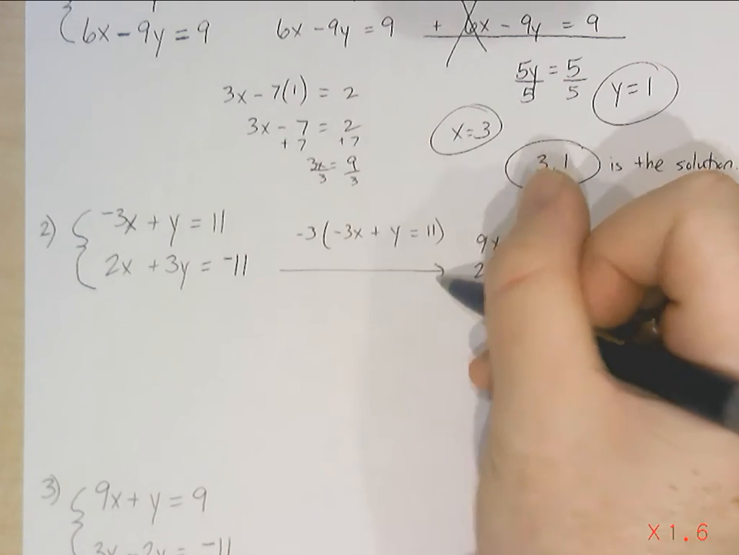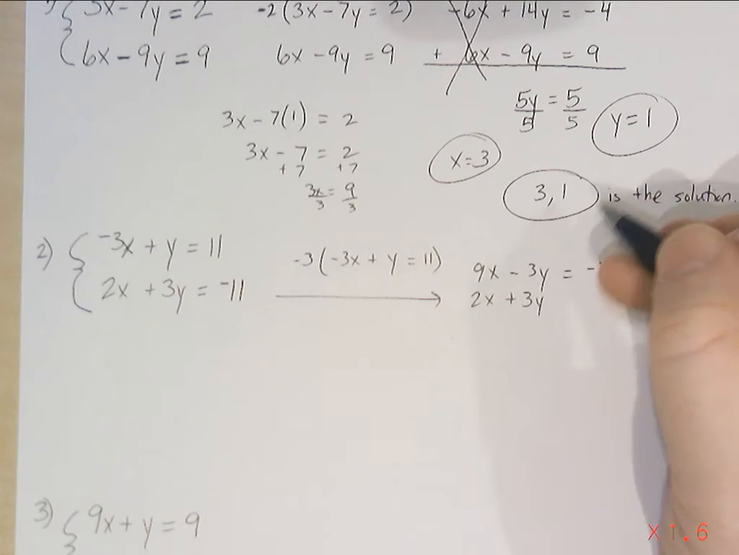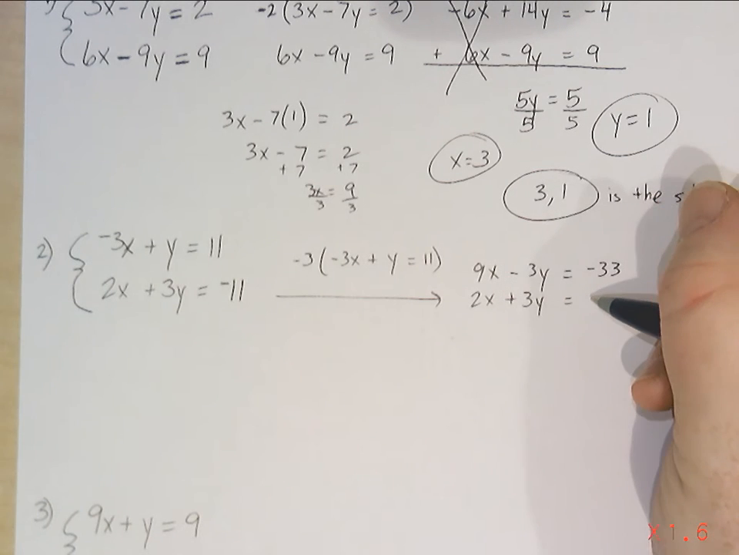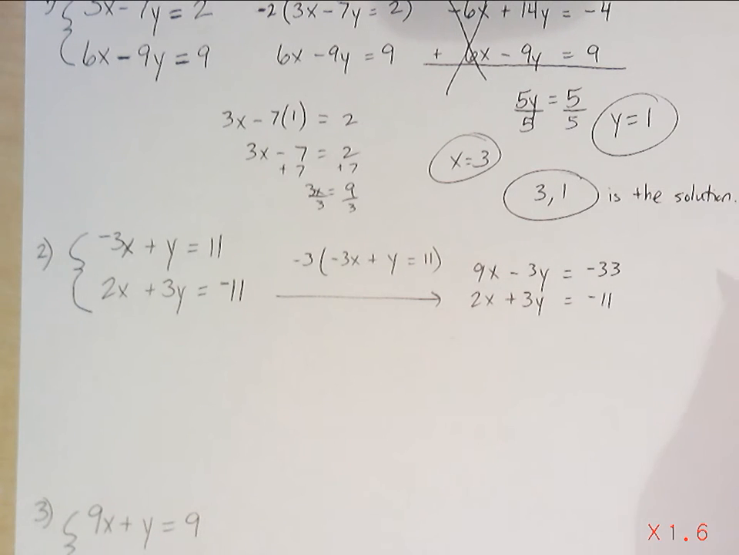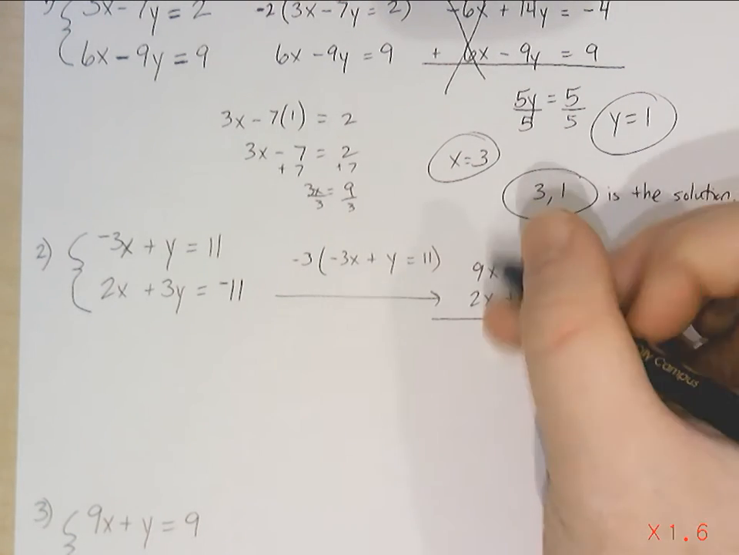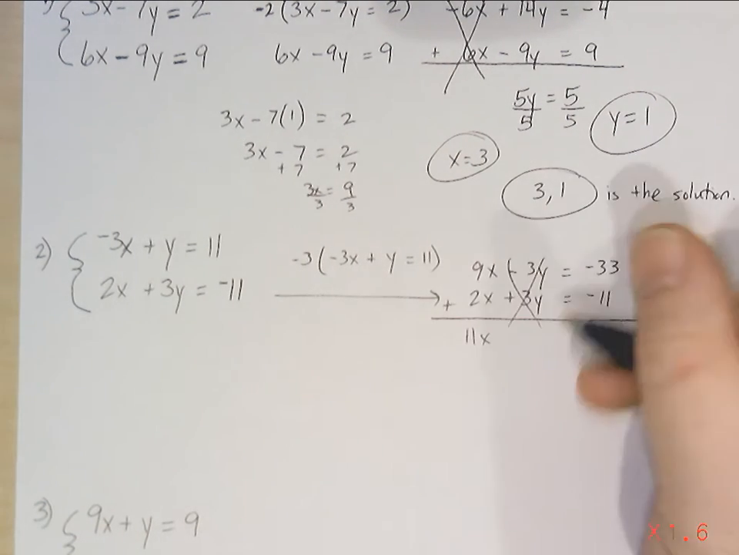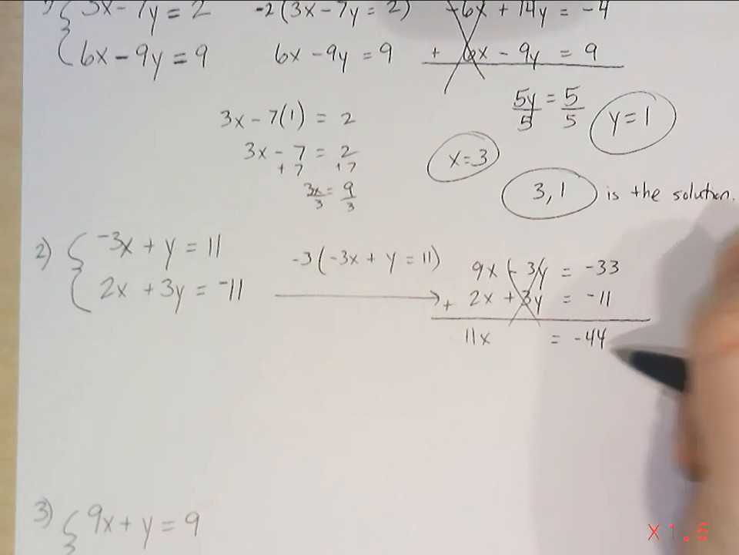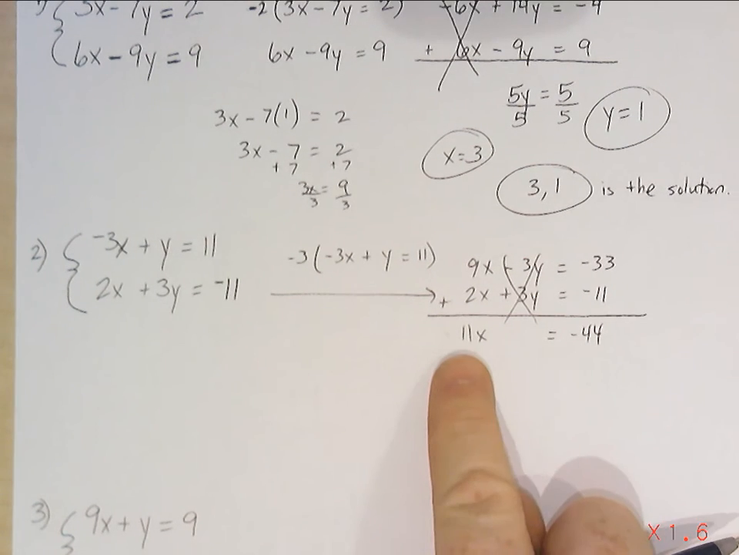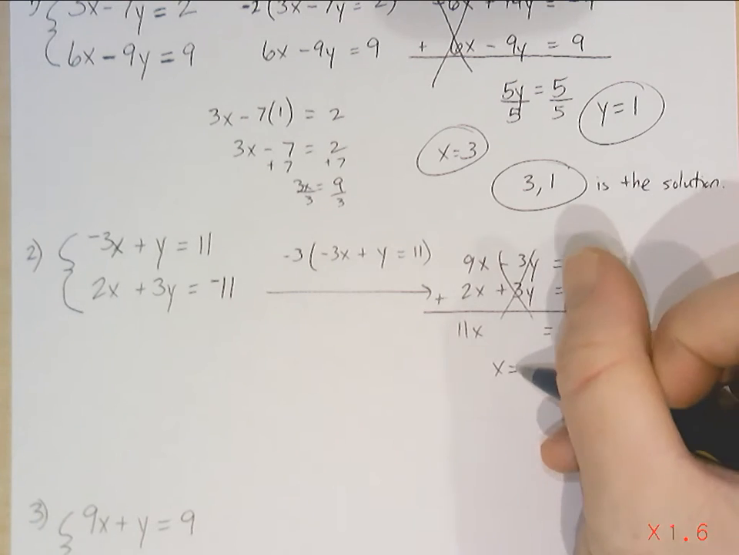And then you're going to combine your second. I'm just going to write it down once over here, save myself some time. So we're going to basically add those two now. We got 11x. This cancels out. We got negative 44. This is a one-step equation. 11 times something equals negative 44. X has to be negative 4.